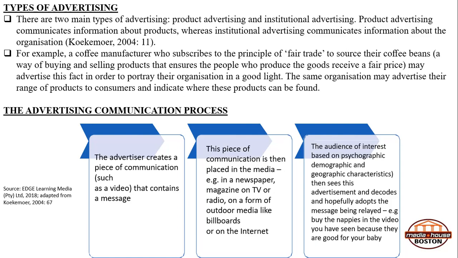So that's the advertising communication process. You create the advert, you place that advert in a media platform. It can be a newspaper, radio, or TV. Then who are you targeting? Are you targeting old people? Are you targeting the youth? Are you targeting those who reside in KwaZulu-Natal, or those who reside in Gauteng? Who are you targeting? So that's the advertising communication process.